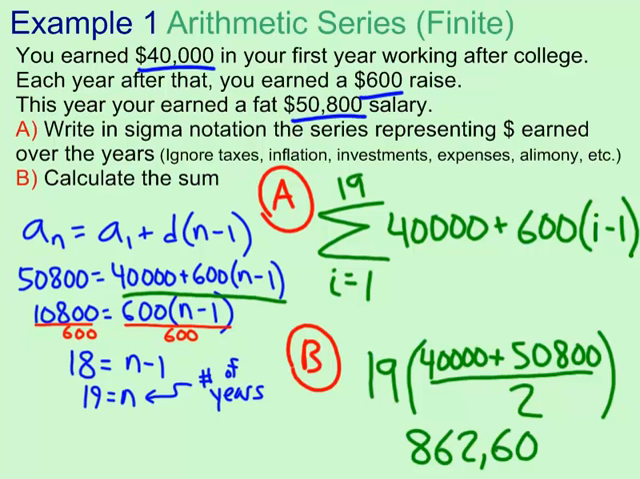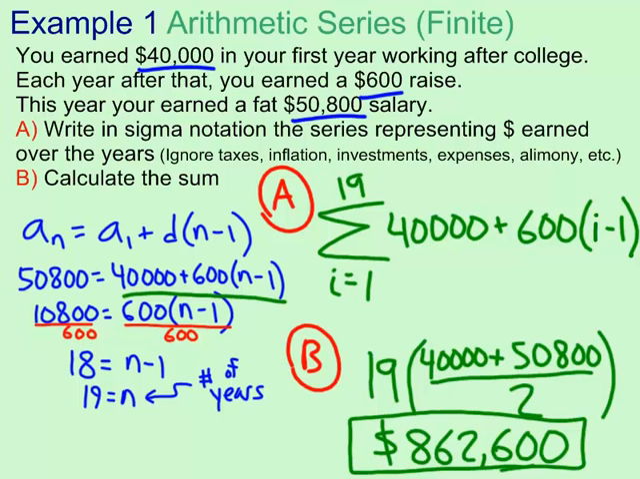I'm trying to shortchange it here, apparently. $862,600. That is how much you've earned over your 19 years out of college. Congratulations.